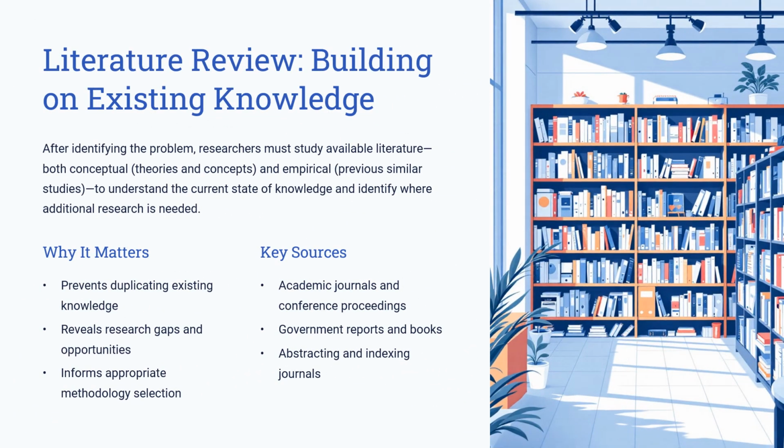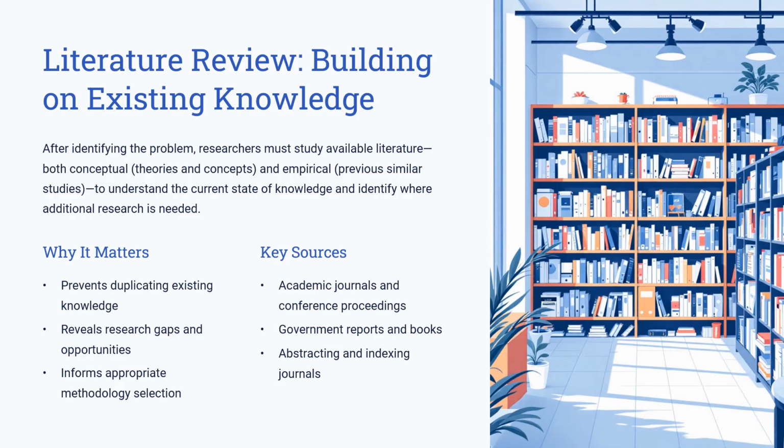Once the research problem is identified, the researcher must study all the available literature to get herself or himself familiar with the selected problem. He or she may review 2 types of literature. First is the conceptual literature, which is related to the concepts and theories, and second, the empirical literature, which consists of previous studies similar to the proposed research problem.